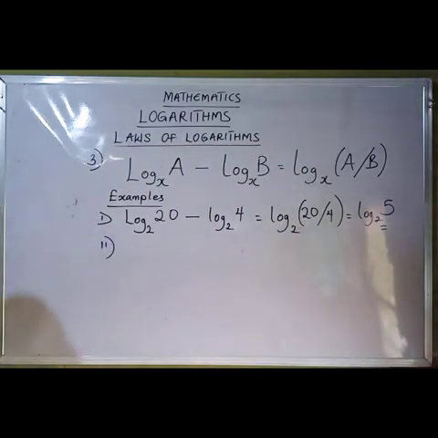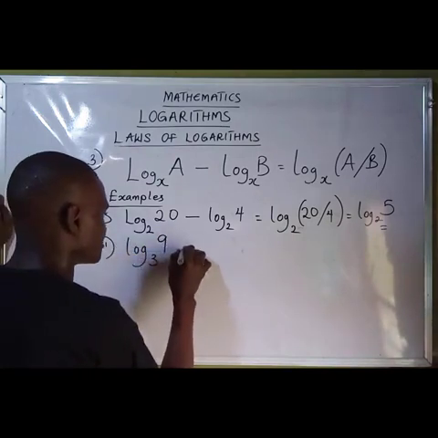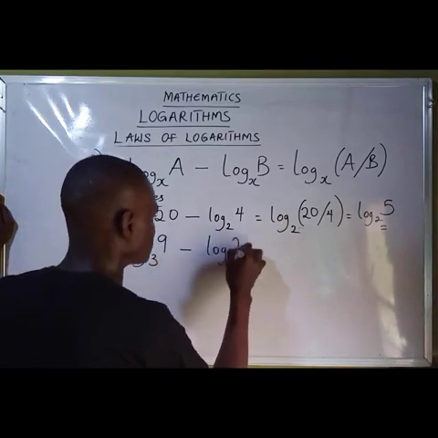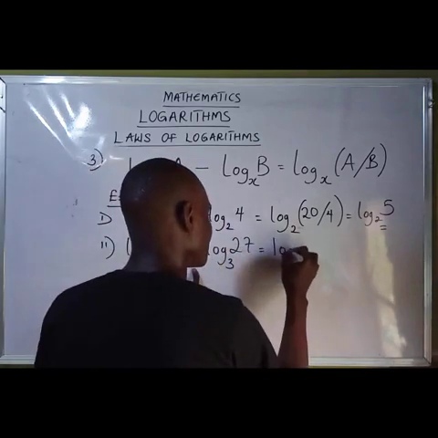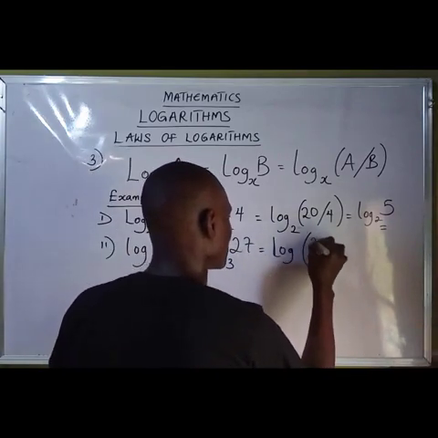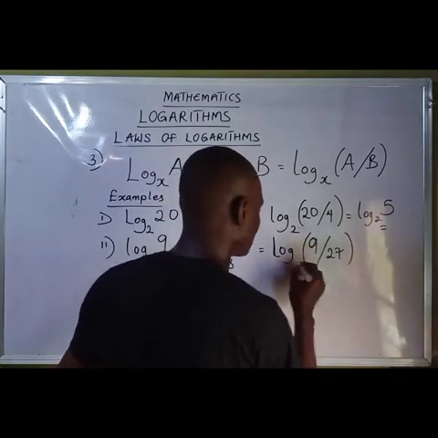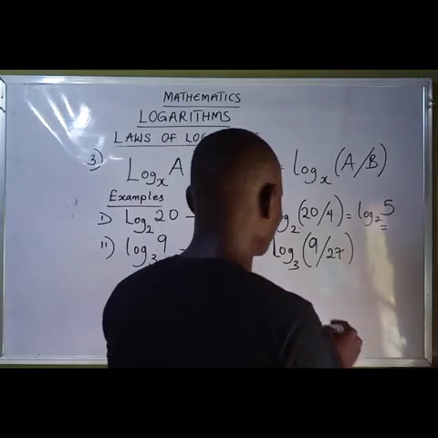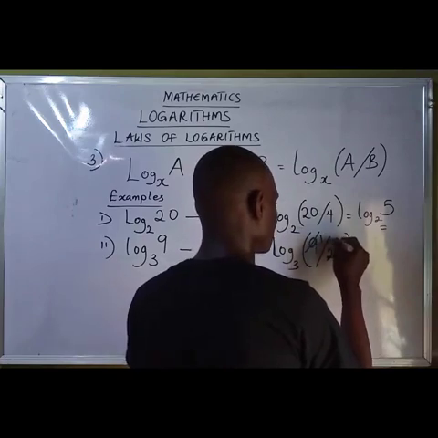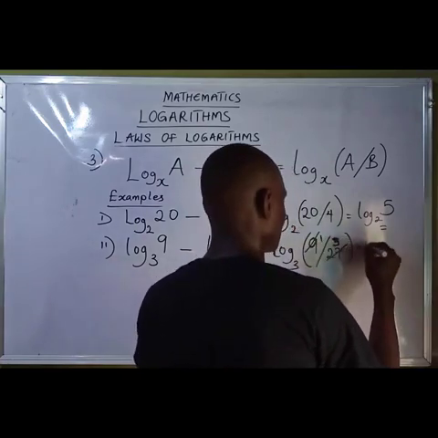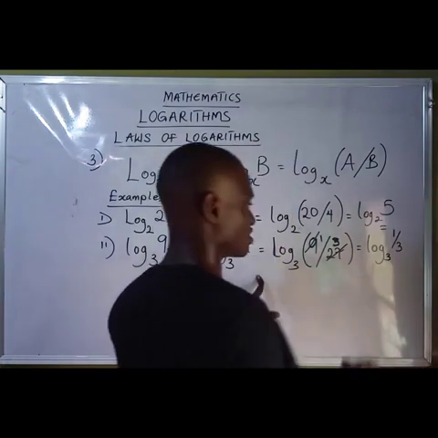Number 2. What is the logarithm of 9 to the base of 3 minus the logarithm of 27 to the base of 3? This is going to become the logarithm of 9, the first number, divided by 27 to the base of 3. And what is this going to give us? 9 in 9 is 1, 9 in 27 is 3. Which means we have the logarithm of 1 over 3 to the base of 3.